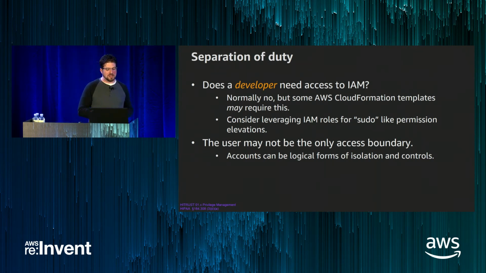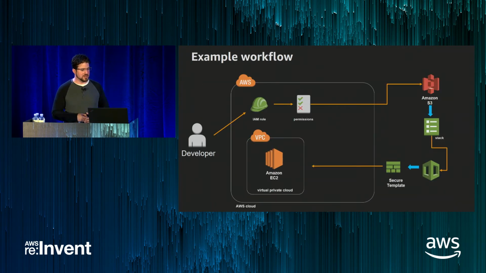The user might not be the only access boundary as well. So there's a design like Chuck had in Beth Israel's where they're using separate accounts to basically form logical isolations and boundary controls. So if we know that a particular researcher has a high-risk workload, we can give them a completely separate account and a separate network architecture to reduce the scope of that blast radius.